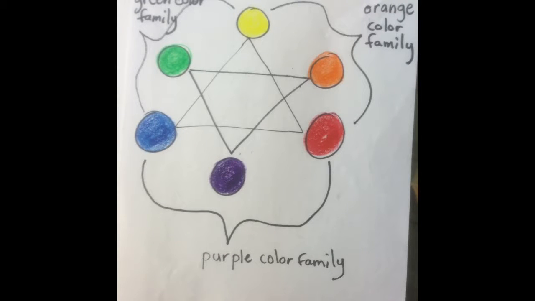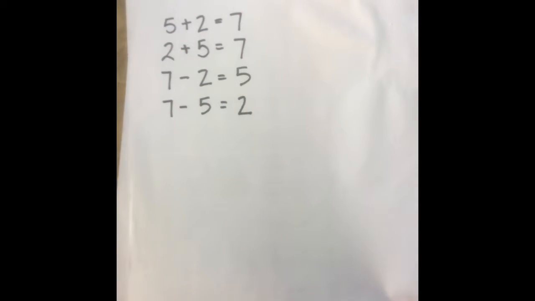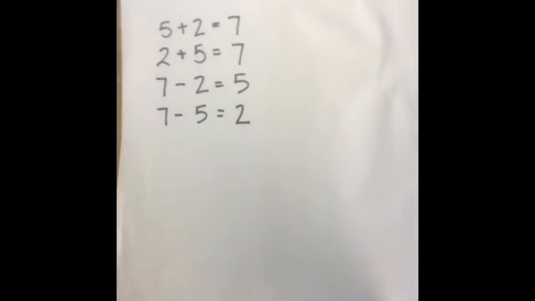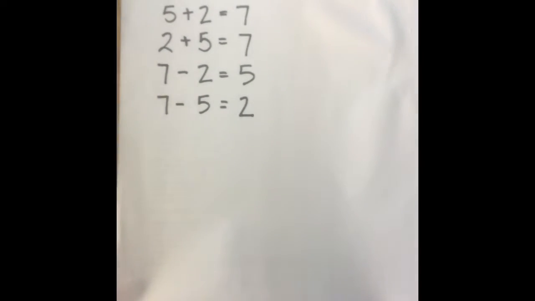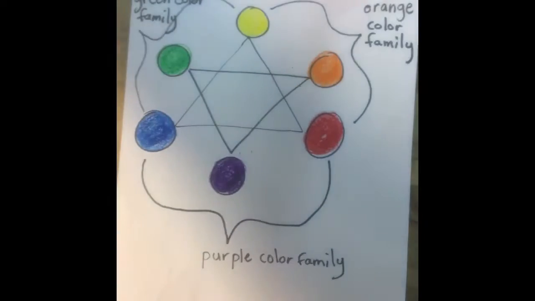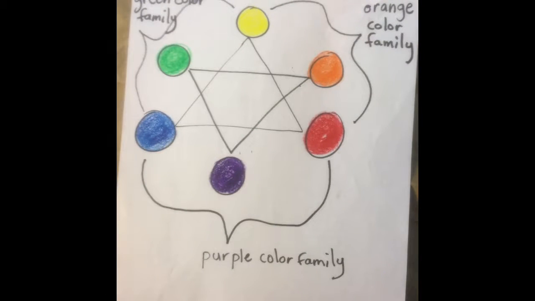Hello, artists. Today we are going to learn about color families. We're going to learn about the color wheel, but we're going to learn it in a different way. You guys in the classroom have been studying math fact families, where three numbers make different facts. Well, fact families are a lot like color families. There's three numbers in a fact family, and in a color family, there's also three colors.